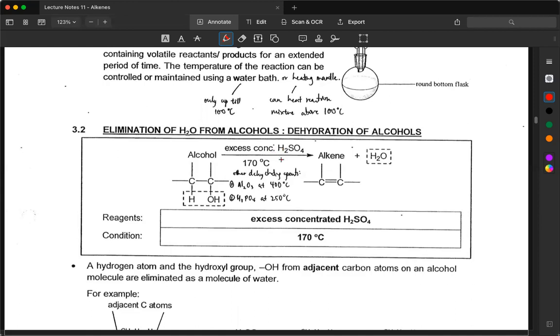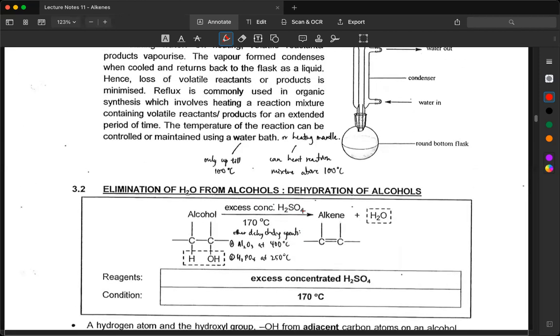Of course, you can use other dehydrating agents, but concentrated sulfuric acid allows the dehydration process to be carried out at the lowest temperature possible. Other dehydrating agents can also work, but you need to adjust to a higher temperature, which is more energy consuming. So it's advisable to use a reagent that allows the lowest possible temperature. We want to minimize heating as much as possible.